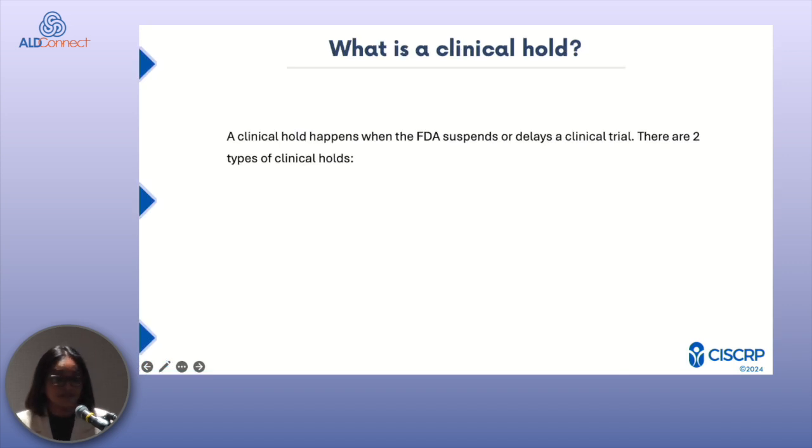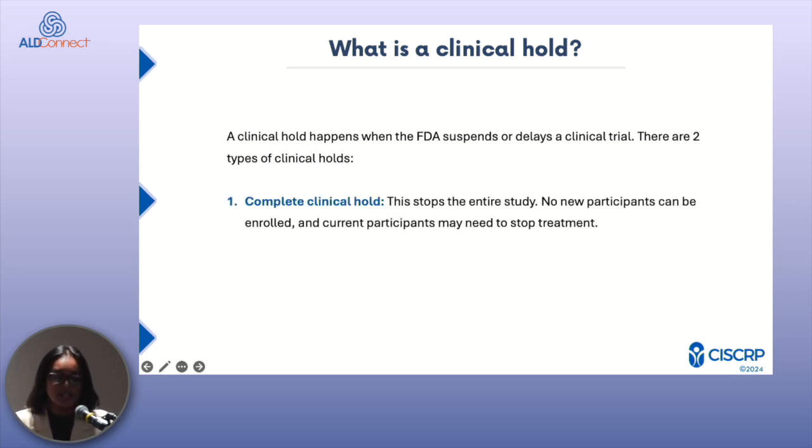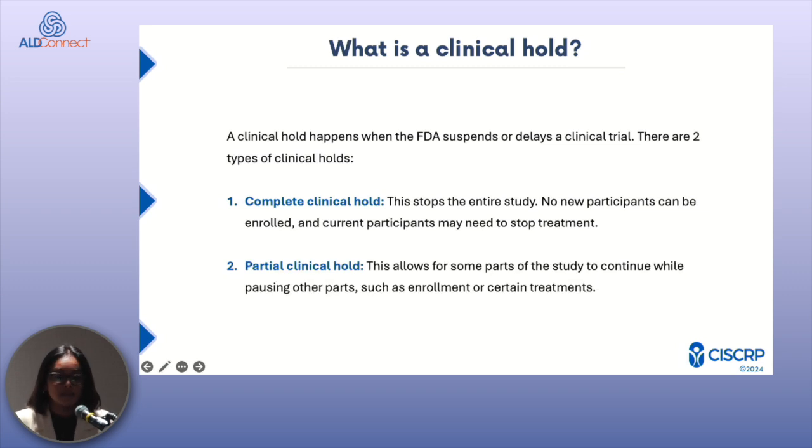What's a clinical hold? A clinical hold happens when the FDA suspends or delays a clinical trial, and there are two different types of clinical holds. The first is a complete clinical hold. So this will stop the study entirely. No new participants can be enrolled, and any current participants may need to stop treatment if that's safe to do so. And then we have partial clinical hold. So this allows for some parts of the study to continue while pausing other parts, for example, enrollment or certain treatments.